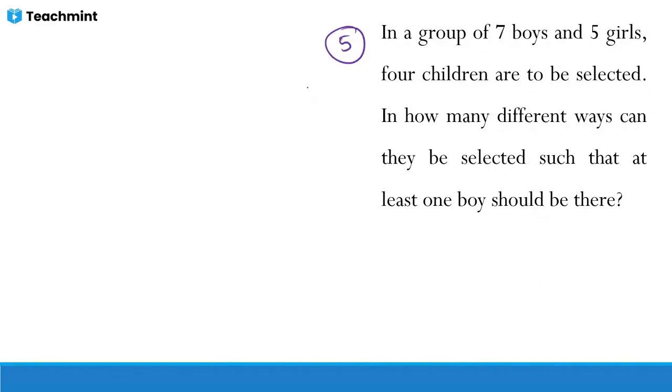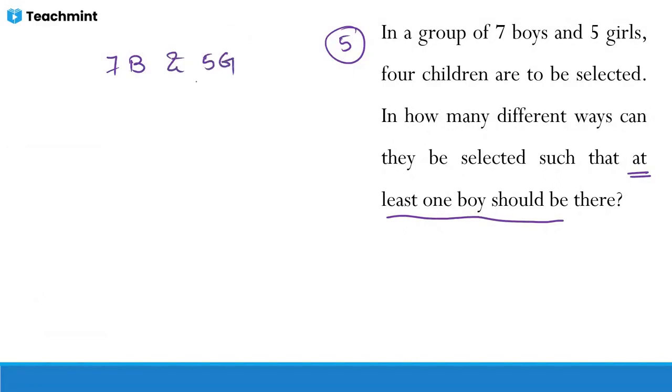Now let's see this question. 7 boys and 5 girls, 4 children are to be selected. Now they mention at least one boy. Sir, already we discussed the at least case, but this question has one small update. Already we discussed one question regarding at least one girl. This is at least one boy. Now see, 7 boys and 5 girls. This is the shortcut.